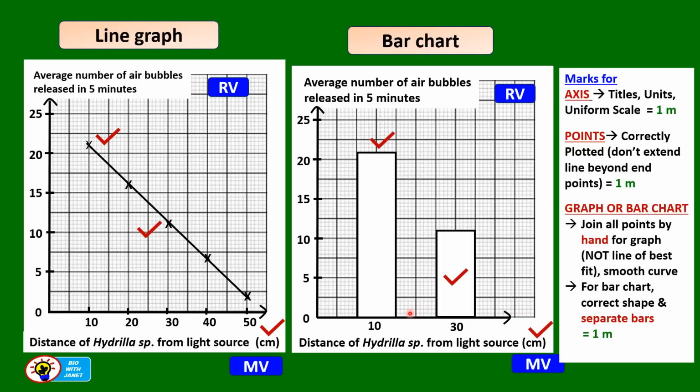And then next, when you plot the points, make sure the points are correctly plotted. For example, at 10 cm, the reading is 21, and at 30 cm, the result, the average number of air bubbles released, is 11. Now, your bars must be the same width and separated.